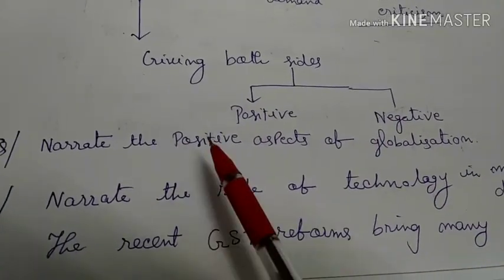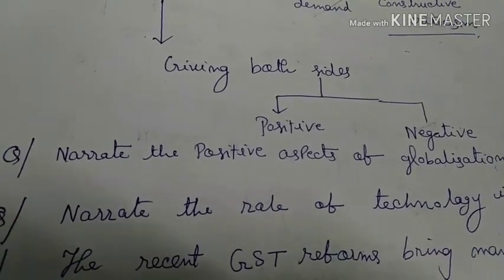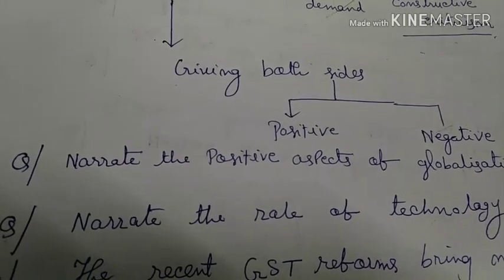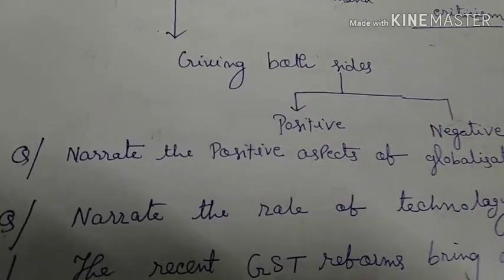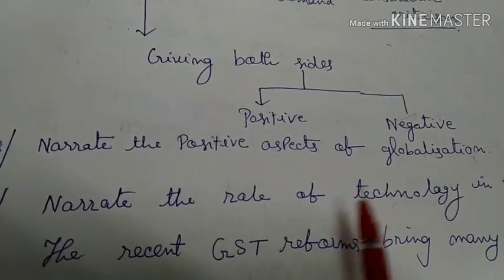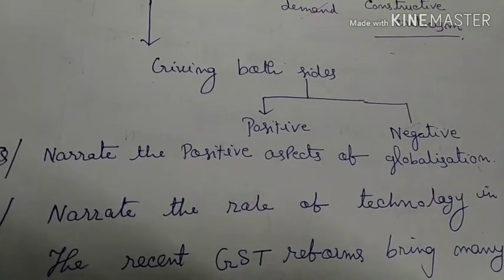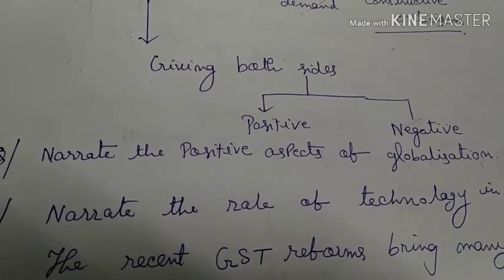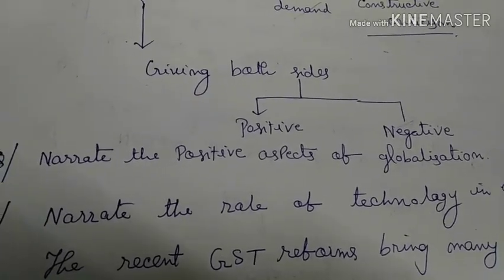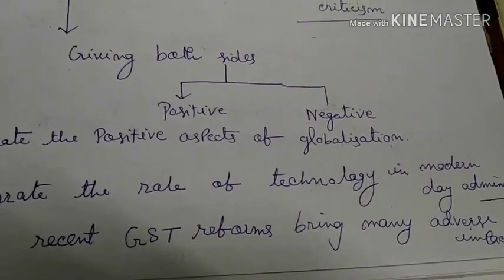This question is: narrate the positive aspects of globalization. The question is asking for the positive aspects of globalization. But after writing about the positive aspects, we have to give 1, 2 or 3 lines, in a very constructive way, showing the negative aspects of globalization also. Again, say, narrate the role of technology in modern day administration. That means the question is asking how technology has been assimilated and how it has made modern day administration comfortable. But after showing the role of technology, we give 1, 2 or 3 lines showing some adverse effects of technology in modern day administration.